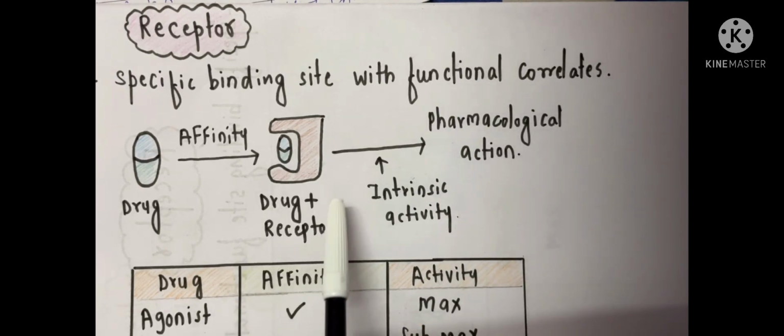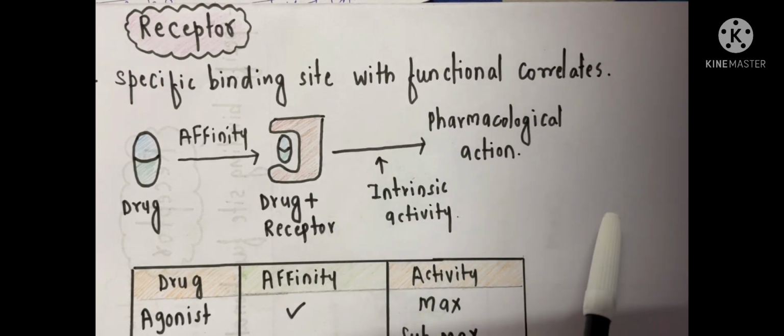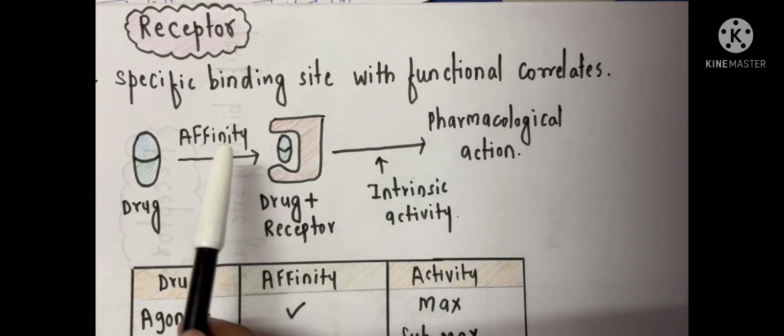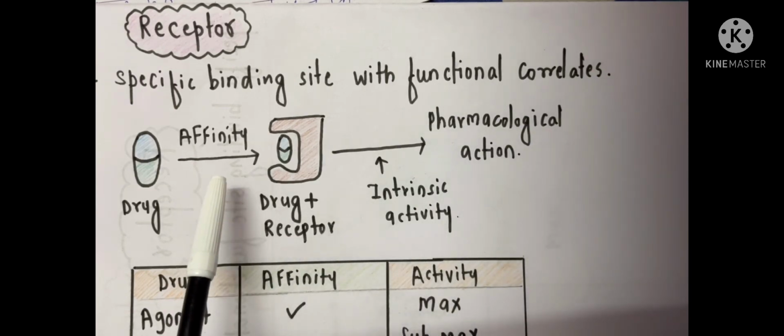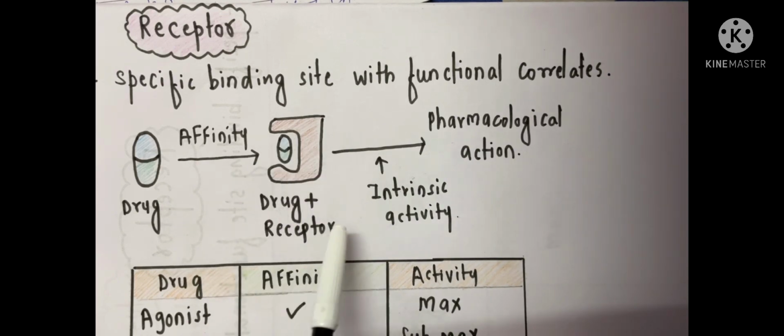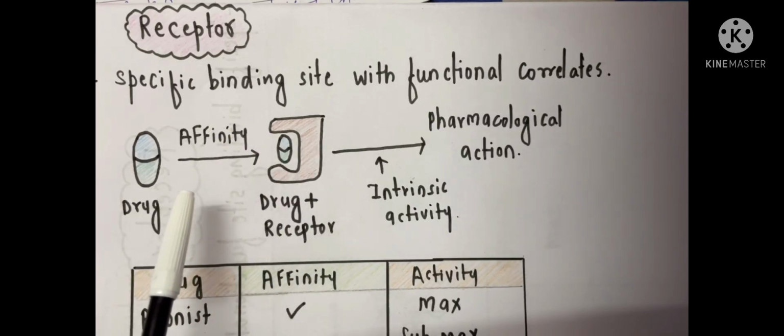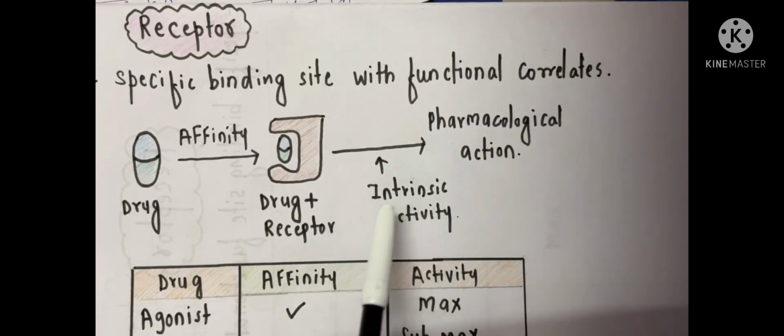Whenever we talk about drug-receptor interaction, two important properties are there. The first property is affinity, while the second property is intrinsic activity. This intrinsic activity is also known as efficacy. When any drug binds to the receptor, these two properties are very important. Affinity means the tendency of a drug to bind with the receptor, while intrinsic activity means the ability of the drug to generate this pharmacological action.